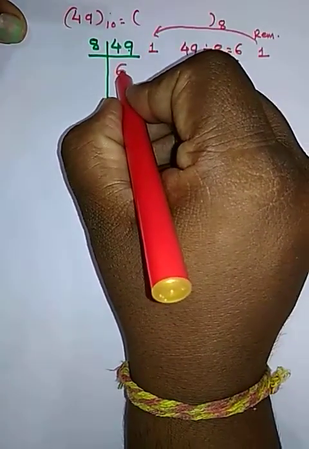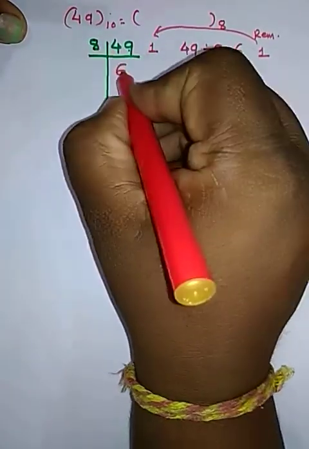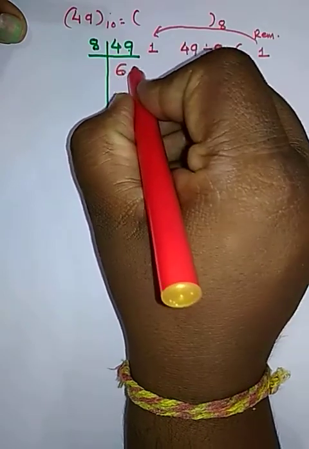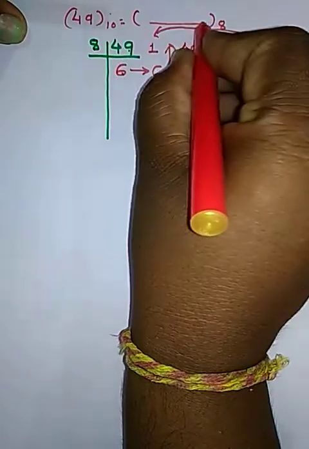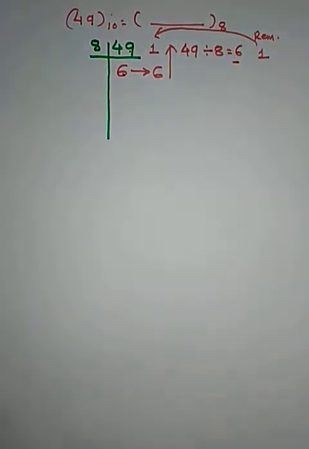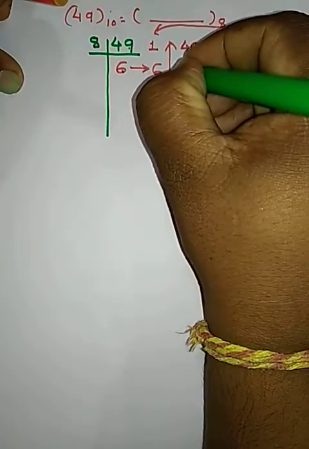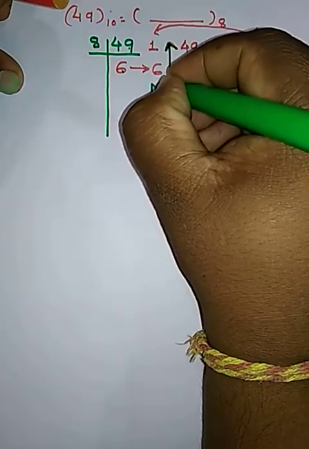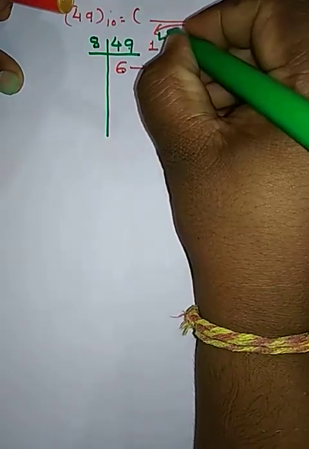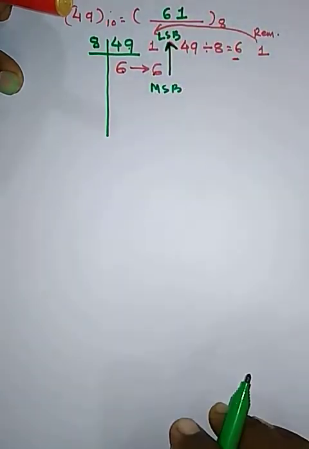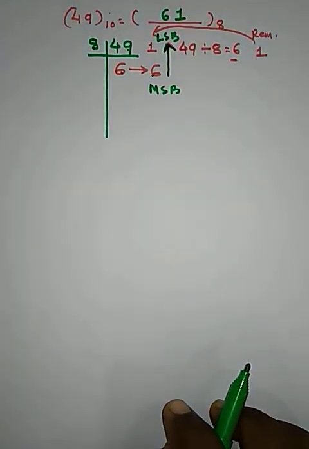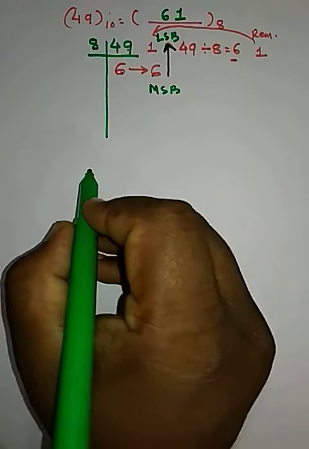See here, this number is less than 8, so stop here and take it out. Show the arrow from down to up. This is the MSB, this is the LSB. What is the answer? 6 1. So what is the octal of 49? It's 61.